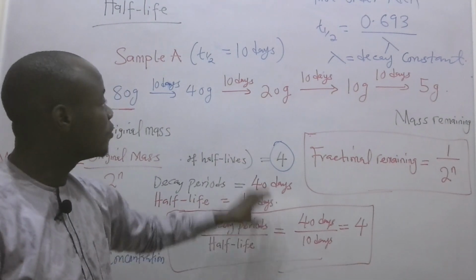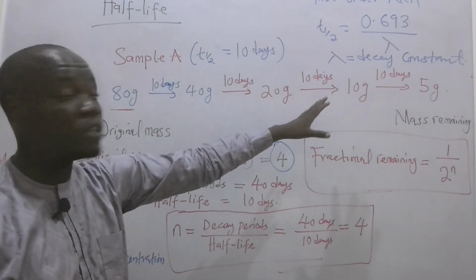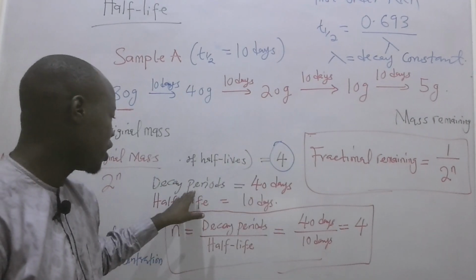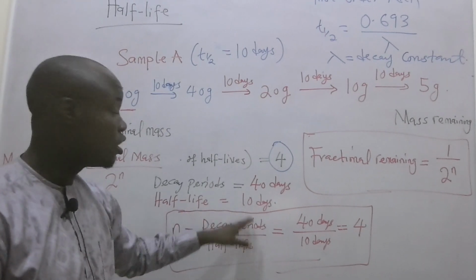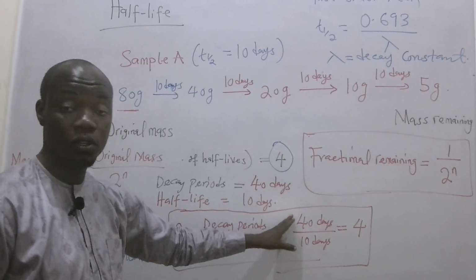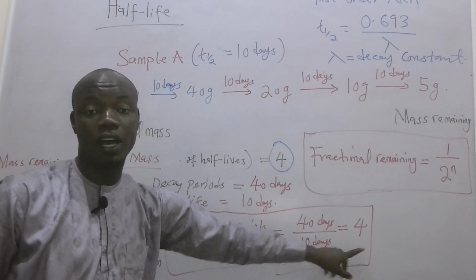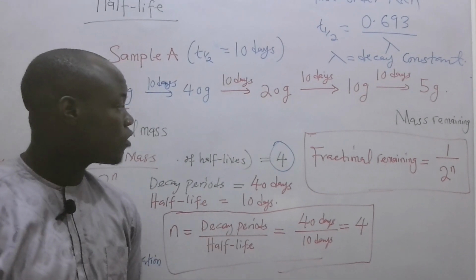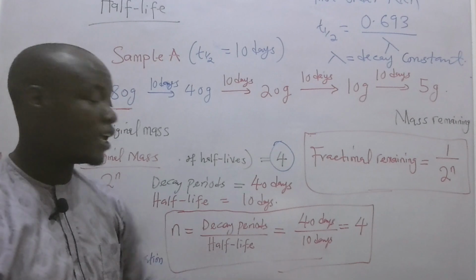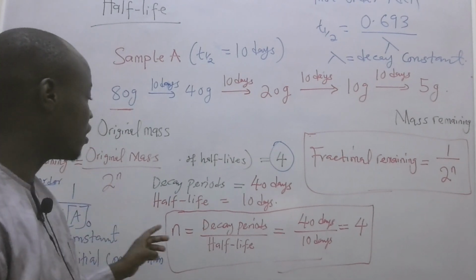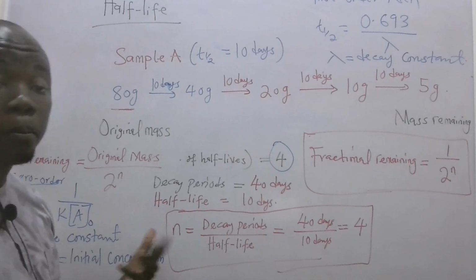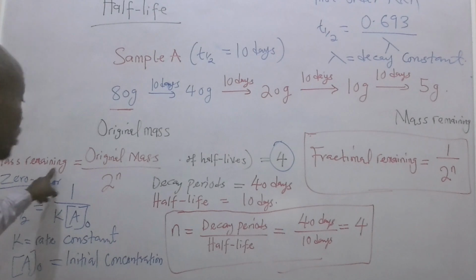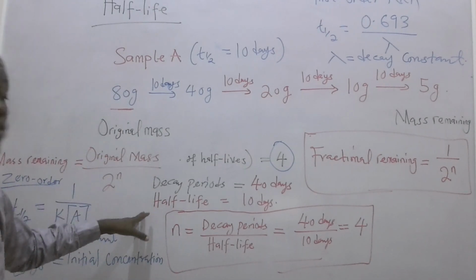We use it here because the number of half-lives is 4, and we sum them together, which gives us a total of 40 as the decay period. And then the half-life is 10 days. So we now take 40 divided by 10, which gives us 4 as the total number of half-lives. Then we also have a formula for calculating the fraction remaining, which is 1 all over 2 power n. In addition, we also have a formula for calculating mass remaining from the original mass. The formula is mass remaining is equal to original mass divided by 2 power n.